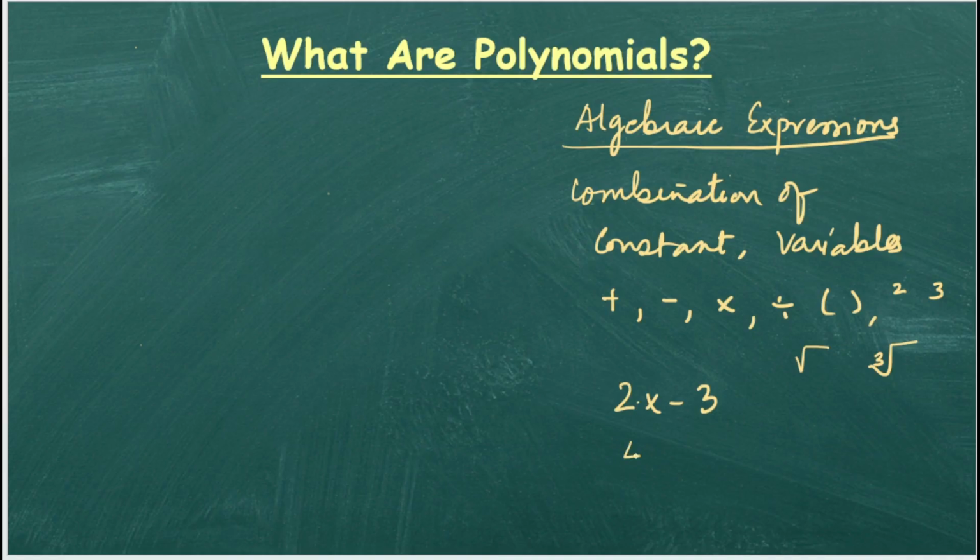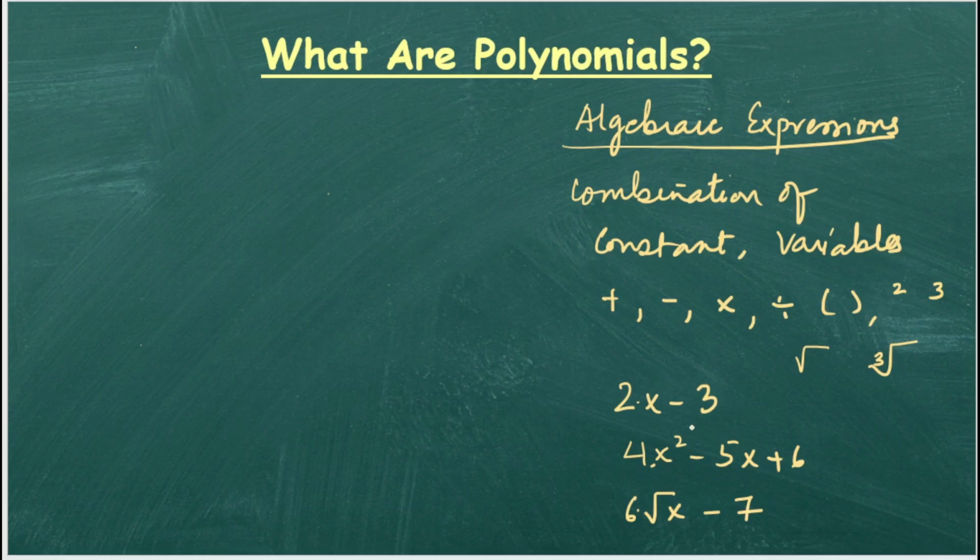If I write 4x square minus 5x plus 6, this is also an algebraic expression. All constants, variables, and this square is there, this is being multiplied, I have minus over here, plus, and so on. If I write 6 root x minus 7, of course this is also an algebraic expression because 6 and 7 are constants, minus and over here multiply, and then square root, all these are mathematical operators.